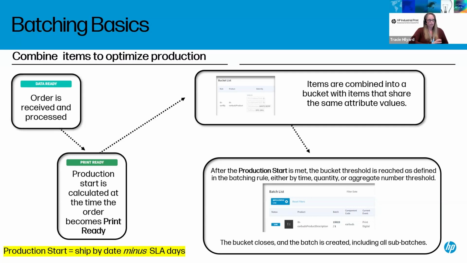The bucket then collects products that fall after that production start time. Once the production start time is met, the bucket is closed by reaching a threshold. It's either by quantity, time, or an aggregate number that is set in the batching rule. At that time, the bucket closes and the batch is created.